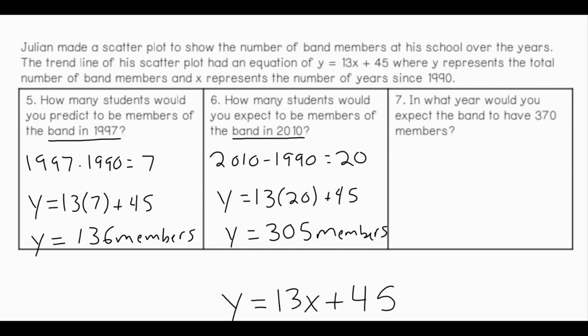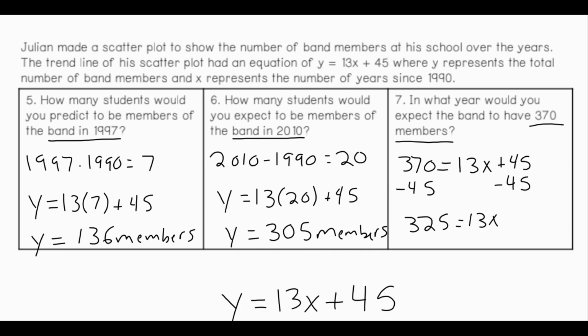Now number seven, in what year would you expect the band to have 370 members? This time I'm given the y value, the total number of members, and I want to know the number of years since 1990. So I'll plug in 370 for my y. So 370 will equal 13x plus 45. Solving this equation, I'll subtract 45 from both sides. So 325 is equal to 13x. I'll divide both sides by 13 to get x is equal to 25. Wait, x is equal to 15. So x equaling 15 tells me it's been 15 years since 1990 if I have 370 members. Adding 15 to 1990 gives me the year 2015. So in 2015, I would expect there to be 370 members.